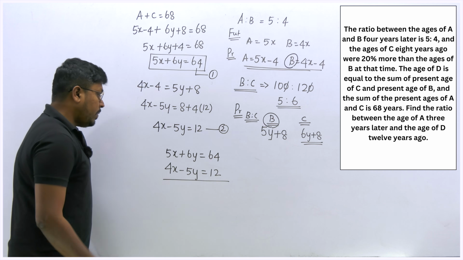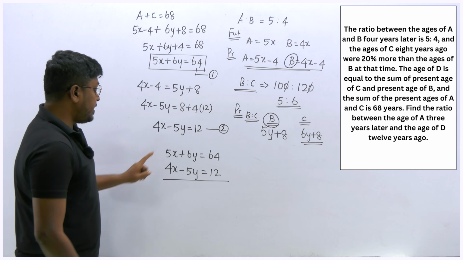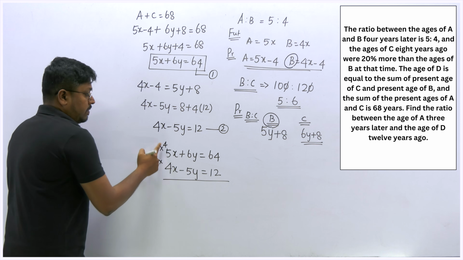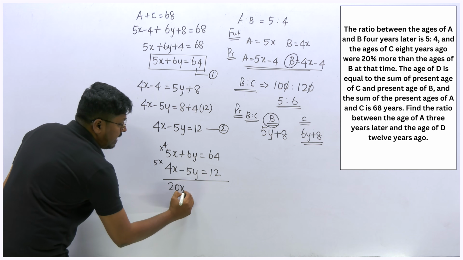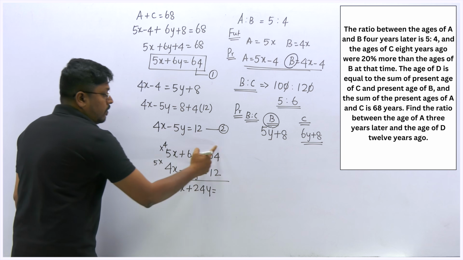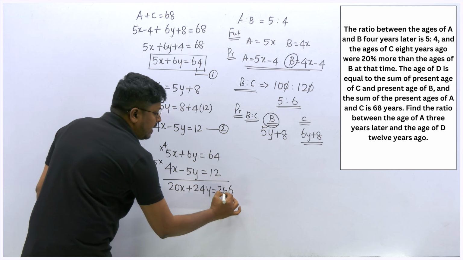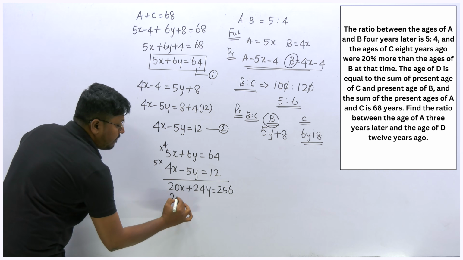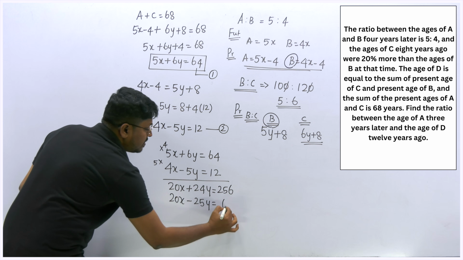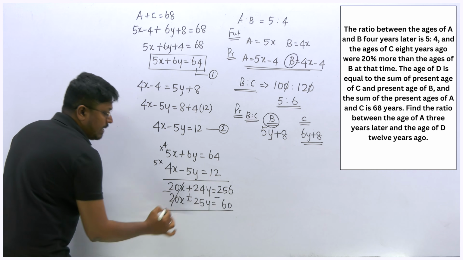Now what I can do here is just multiply this by 4. 5 into 4 is 20x, 6 into 4 is 24y, is equal to 4 fours are 16, 16 into 4 is 64, so 64 times 4 is 256. Similarly, multiply this by 5: 20x minus 25y is equal to 60. Now the 20x terms cancel out.